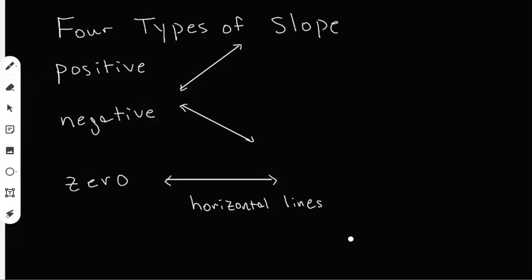Now, if you ever want to graph a horizontal line and you're using a calculator to do it, the equation is always going to be y equals c, where c is some number, but y is a variable.